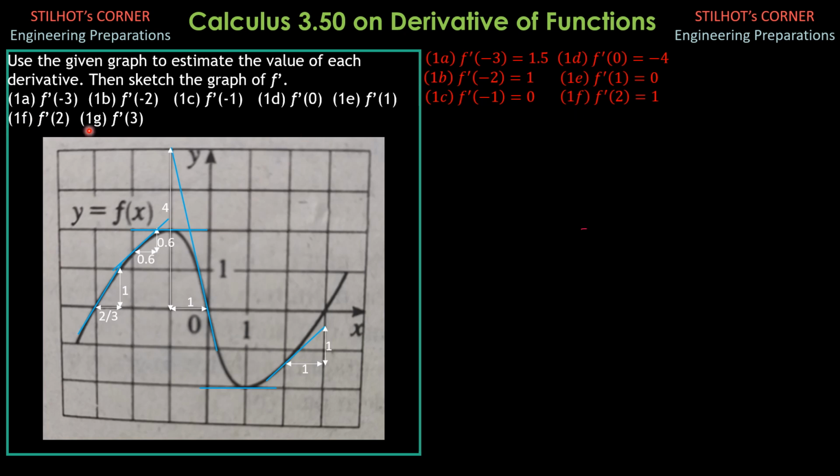And finally, f prime at 3, the slope of the tangent here. If you agree with the tangent, this is 1.5, 0.5 and 1, and 1. So 1.5 over 1 is 1.5 or 3 halves. Therefore, f prime at 3 is again 1.5.